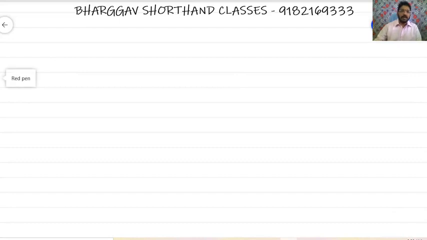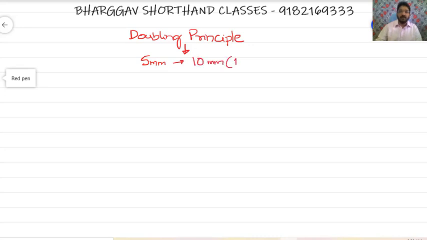Now, let us go ahead with the next concept, that is doubling principle. We have dealt exhaustively about halving principle. Halving principle means making the stroke half length, that is 5 mm to 2.5 mm for the addition of T and D, that is halving. Now for doubling principle, 5 mm stroke becomes 10 mm, double length, that means 1 centimeter, right?